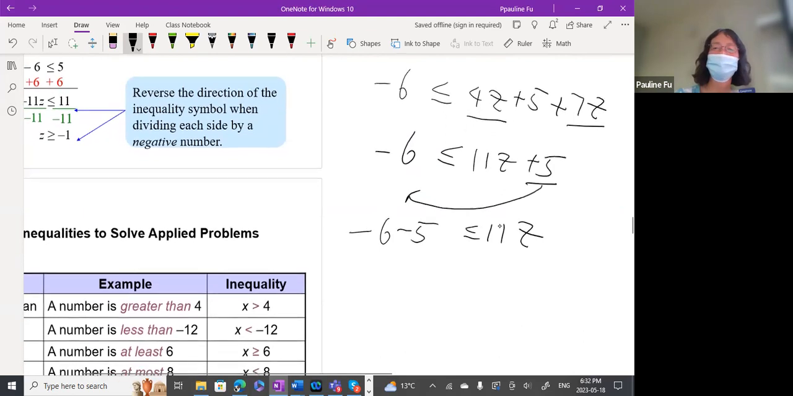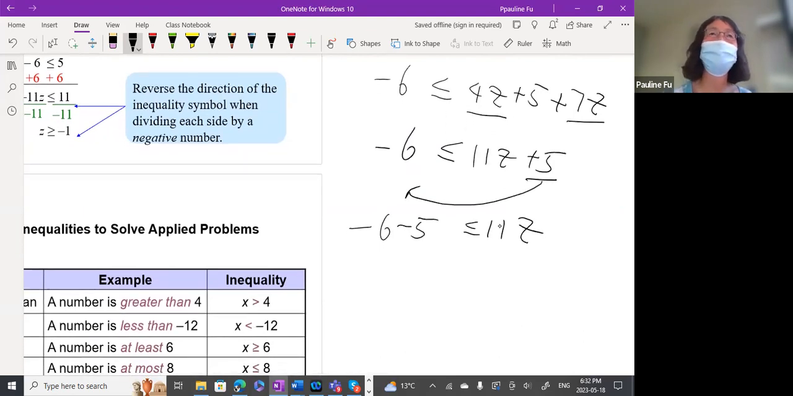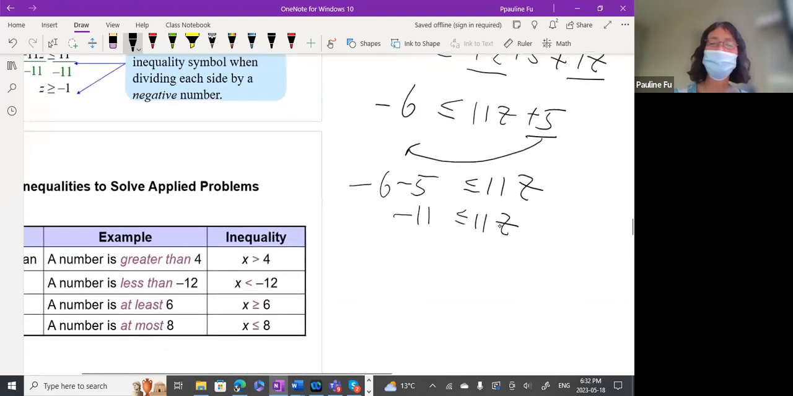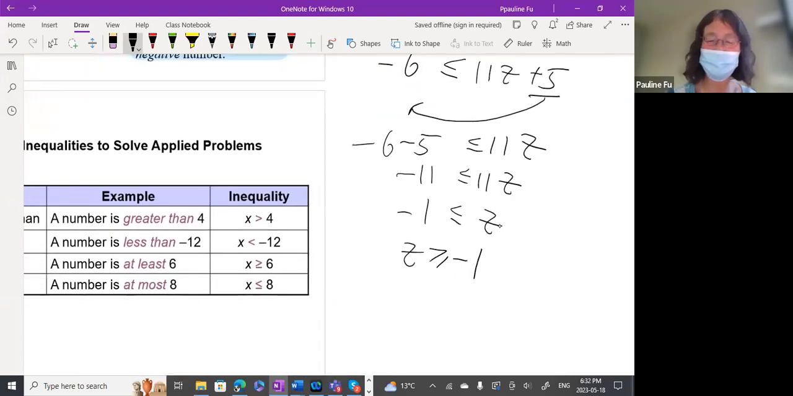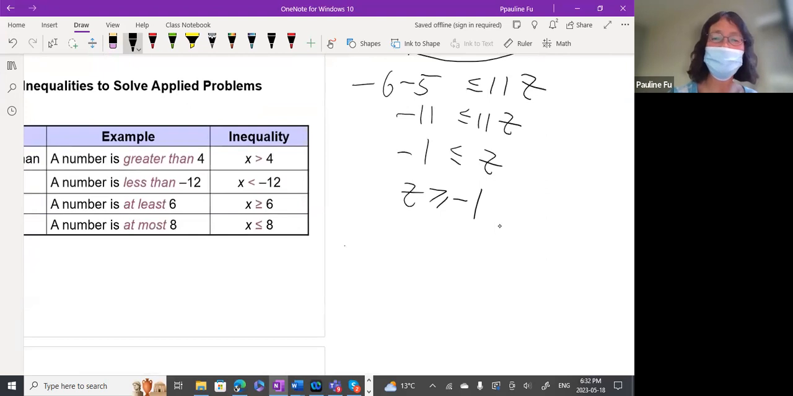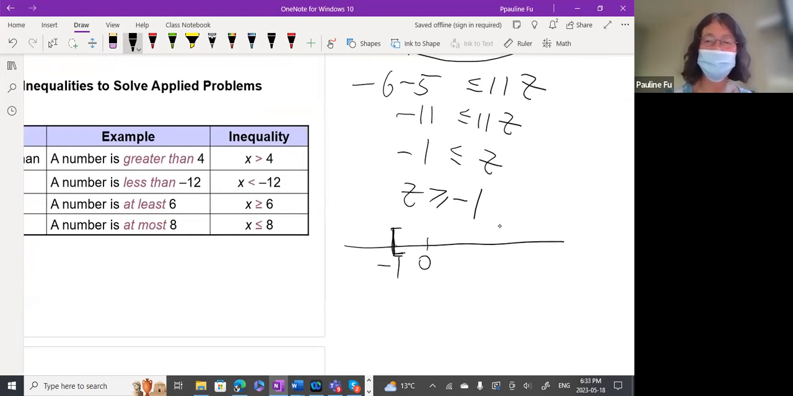Okay. Left hand side, negative 6, negative 5, negative 11. Both sides divided by 11, negative 1 smaller than or equal to z. And this one is the same as z greater than or equal to negative 1. So that is the solution. And for the graphical solution, you draw a line, identify 0, negative 1. Because it is greater than or equal to, you use a square bracket. So this part is z greater than or equal to negative 1. Next one. Any questions?